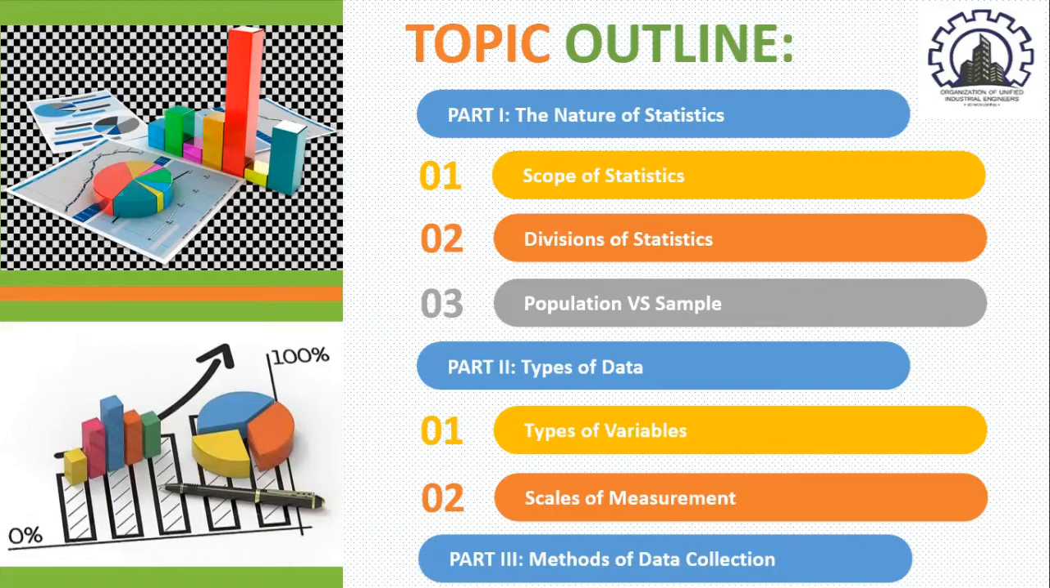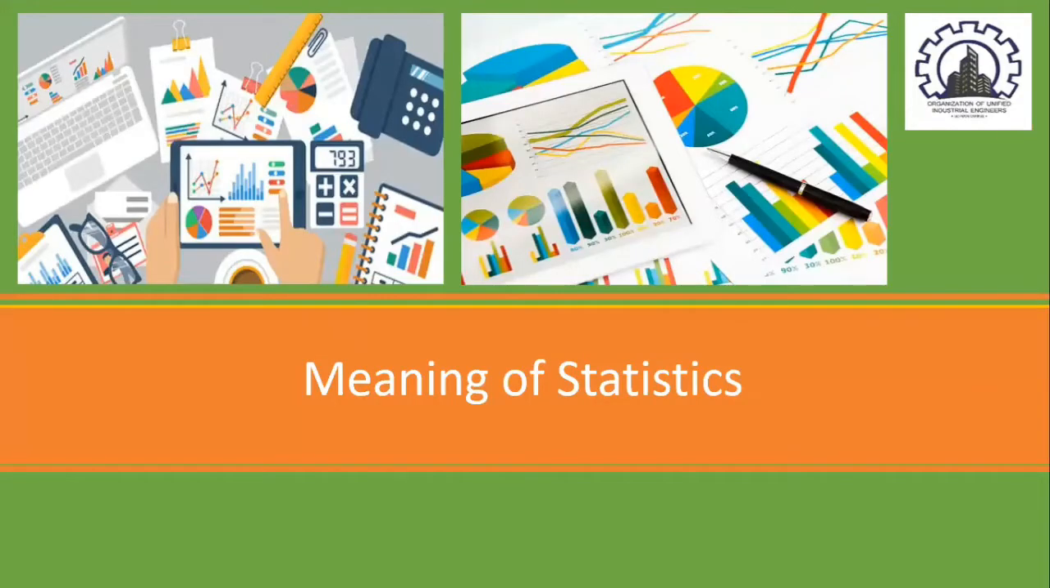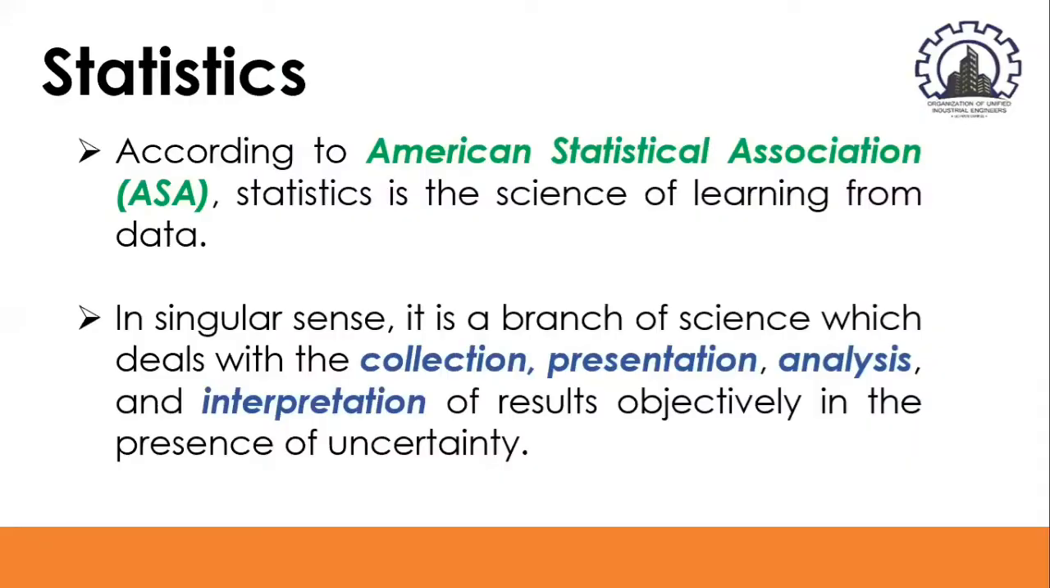So what is meant by statistics then? According to the American Statistical Association or ASA, statistics is the science of learning from data. The word statistics can be defined in two senses. In plural sense, it is a set of numerical data or observations. Examples are vital statistics in a beauty pageant, annual or yearly income, and monthly household expenses.